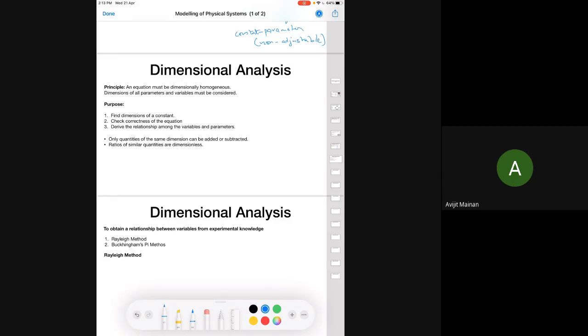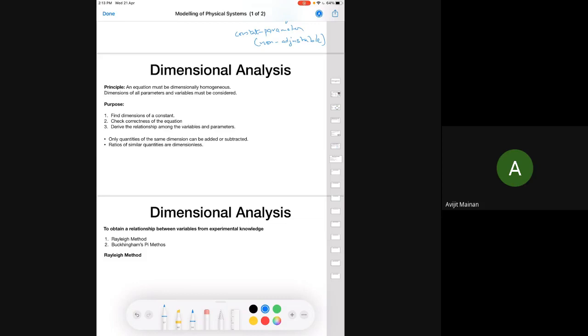So then all of you have done dimensional analysis, at least the basics of it, okay? But we will go a little bit beyond the basics in this class, hopefully. So what is the principle of dimensional analysis? The principle is that an equation must be dimensionally homogeneous, which means that the dimension of the left-hand side must be equal to the dimension of the right-hand side.